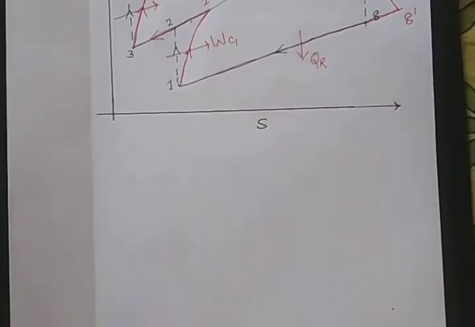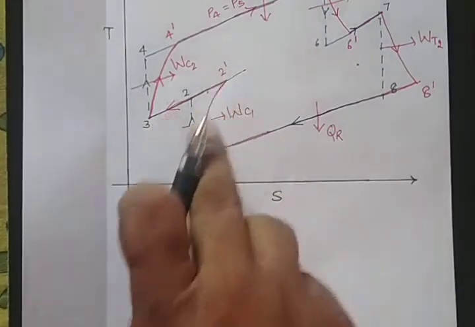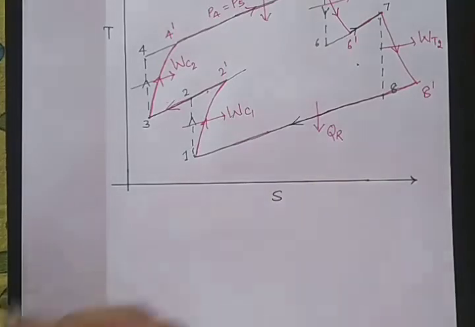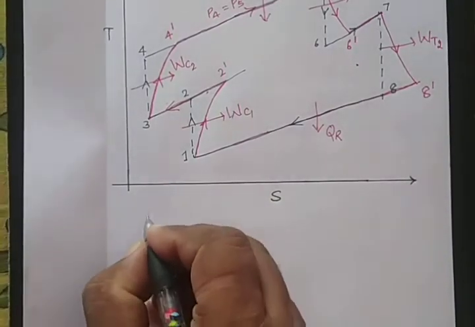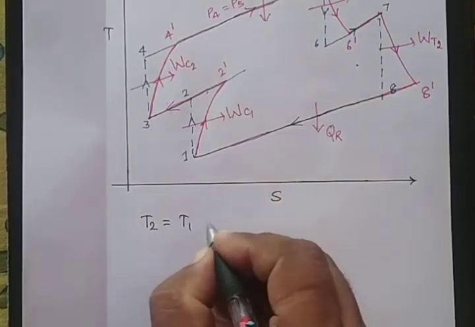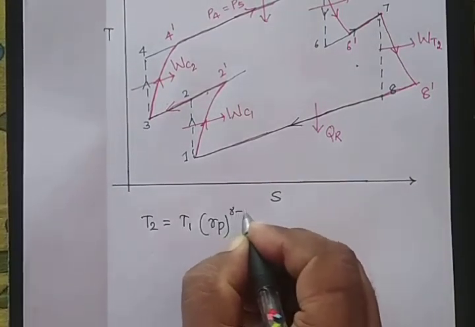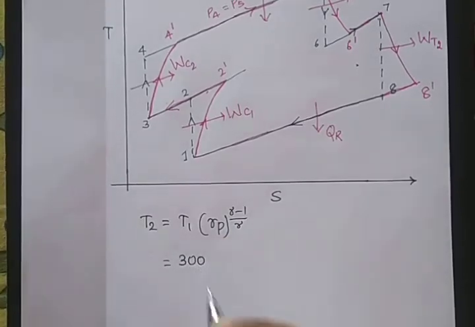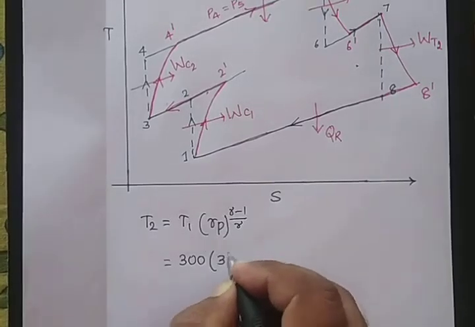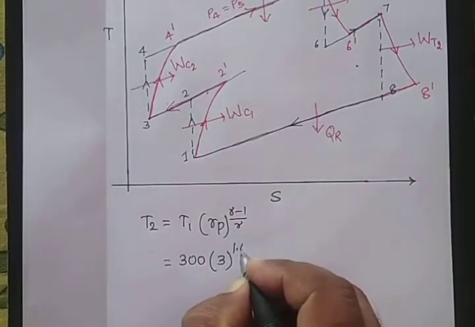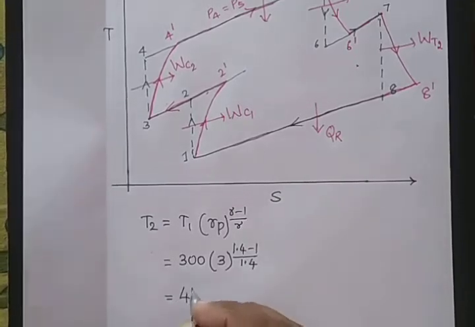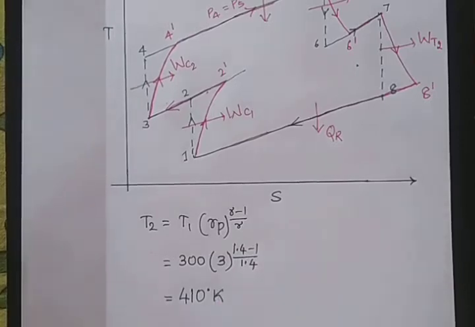So let us take the process 1 to 2, that is isentropic compression from 1 to 2, and then find out T2 as we have assumed T1. So T2 equal to T1 into Rp to the power gamma minus 1 by gamma. We know the value of T1. T1 is 300. Rp is 3. Gamma we know it is 1.4, so (1.4 minus 1) divided by 1.4. So find out T2. We get the value of T2 as 410 degrees Kelvin.